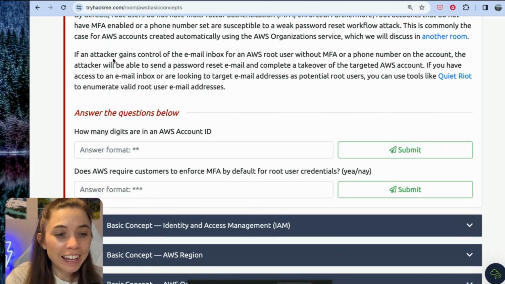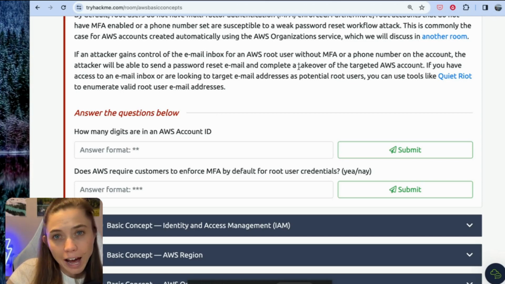Sorry, I'm jumping the gun. If an attacker gains control of the email inbox for an AWS root user without MFA or a phone number on the account, the attacker will be able to send a password reset email and complete a takeover of the targeted AWS account. So having MFA and the phone number on the AWS account is a great protective measure. And then make sure your email is as secure as possible as well.